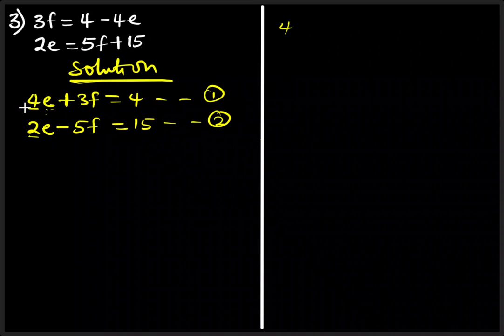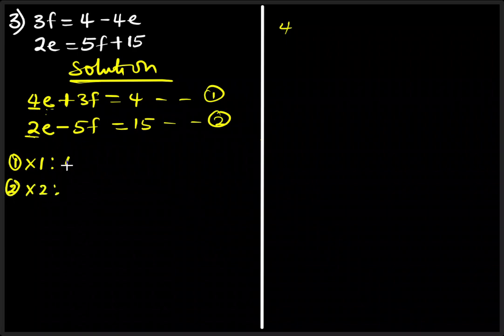So that means equation 1 already has the 4. It's equation 2 that we need to multiply to give us 4. Equation 1 times 1, that one doesn't need any changes, and then equation 2 times 2. So equation 1 times 1 means it will remain the same.